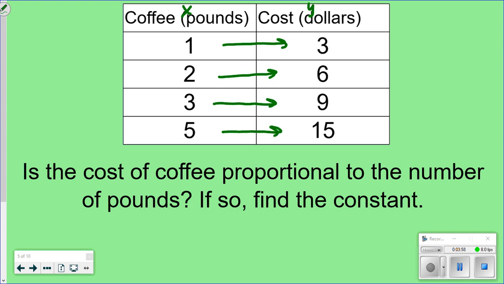What is consistently happening over and over and over again? How are you going from 1 to 3? How are you going from 2 to 6? How are you going from 3 to 9? How are you going from 5 to 15? Okay, so is it in proportion?